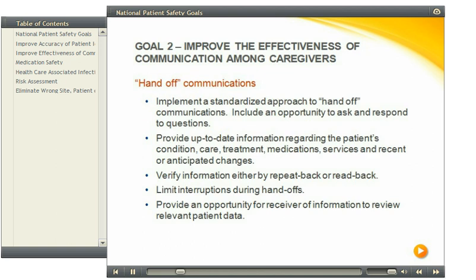Hand-off communications. Implement a standardized approach to hand-off communications. Include an opportunity to ask and respond to questions. Provide up-to-date information regarding the patient's condition, care, treatment, medications, services, and recent or anticipated changes. Verify information either by repeat back or read back. Limit interruptions during handoffs. Provide an opportunity for receiver of information to review relevant patient data.